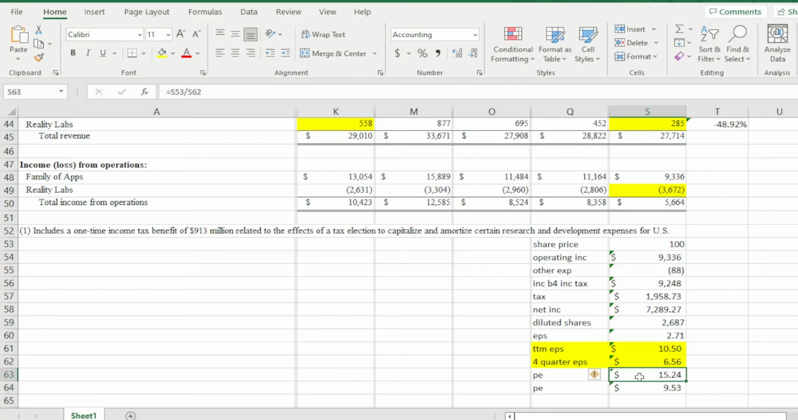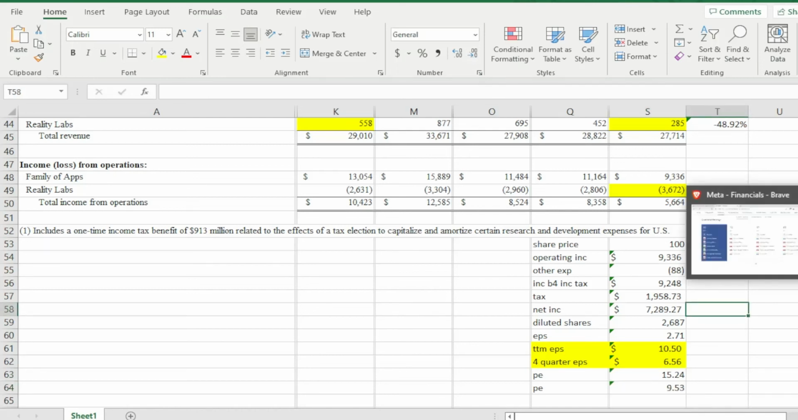So I do want to make this clear. This isn't in dollars. So let's just go ahead and go back to general, because PE is not a dollar amount. So here's one last thing that I want to do.